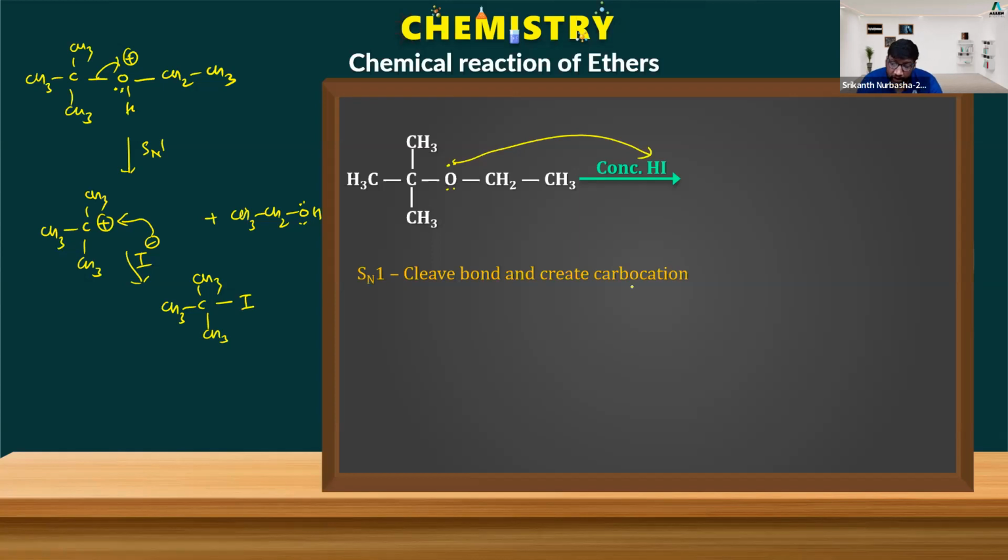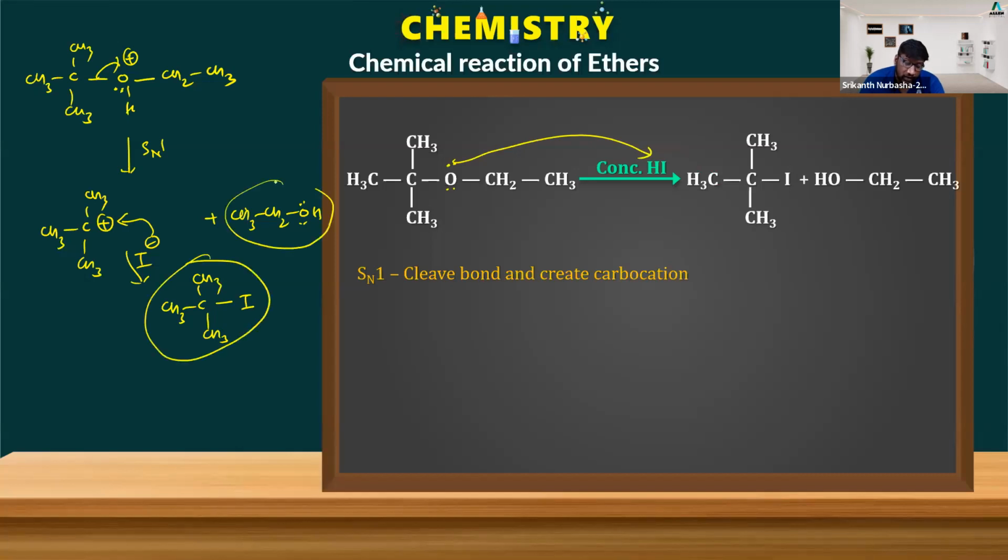SN1 cleaves the bond and creates a carbocation. This is going to be SN1. Why? Because if I cleave the carbon-oxygen bond, I am generating a 3 degree carbocation. So SN1 is a possible attack. I will be generating these two as the set of compounds.